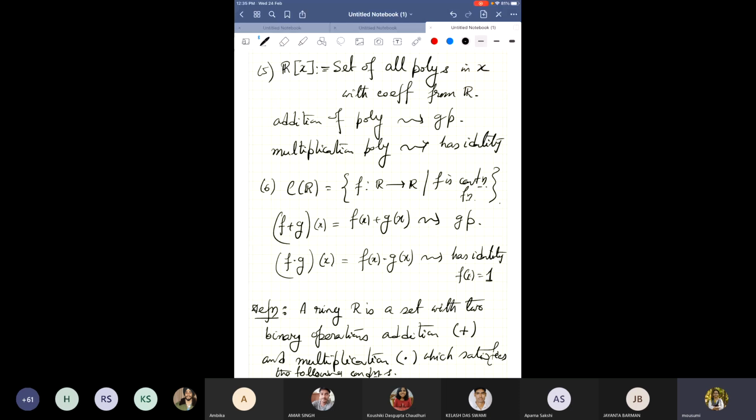So what are the conditions? With respect to addition, I'm saying that it should form not only a group, it should form an abelian group. If you see, all the examples I have considered here are forming abelian groups. Okay.